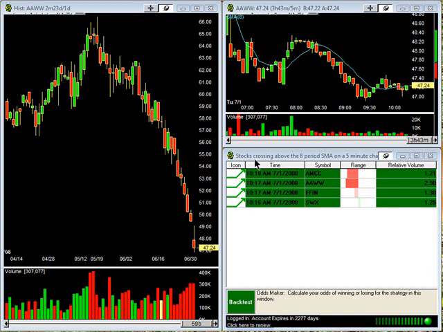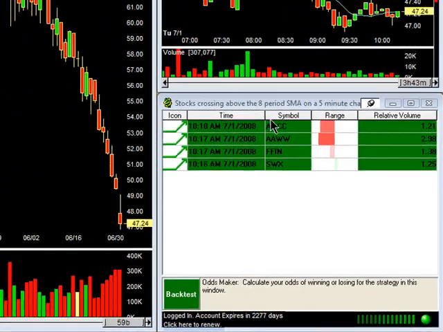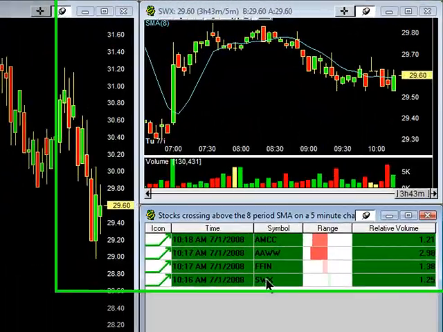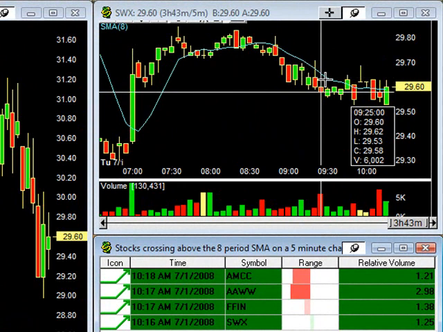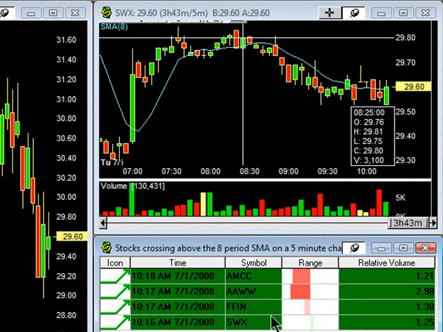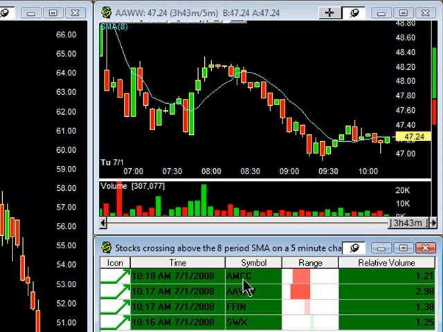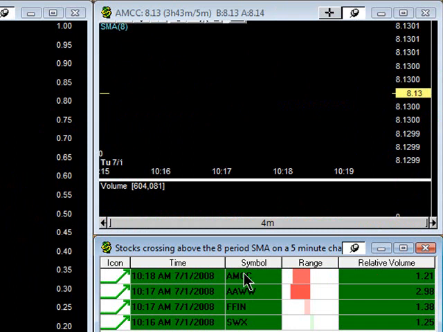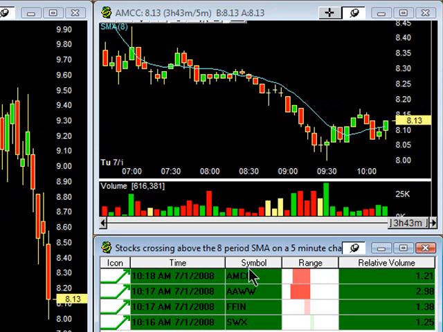This window right here at the lower right hand corner of the screen is already titled Stocks Crossing Above the 8-Period SMA in a 5-Minute Chart. You would have to basically name this window yourself. As I scroll through the stocks, you can see the 8-Period 5-Minute SMA in light blue against the background, and you can see that every stock that comes across it will be just above that moving average. Again, it may sound complicated, but it's pretty easy to do. So right now I'm going to show you how to set this up.